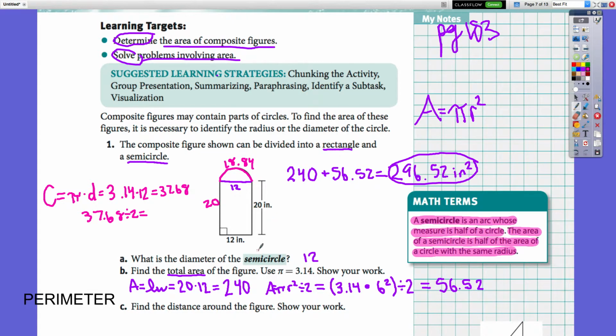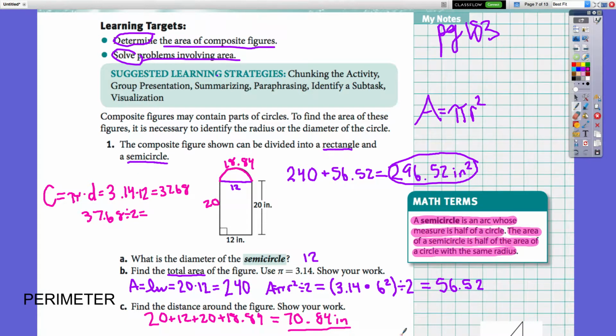18.84. And again, all we did was find the circumference of the entire circle, and we took half of that. So to find the distance around the figure, again, let's go around: 20 plus 12 plus 20 plus 18.84 is going to give us 70.84 inches.